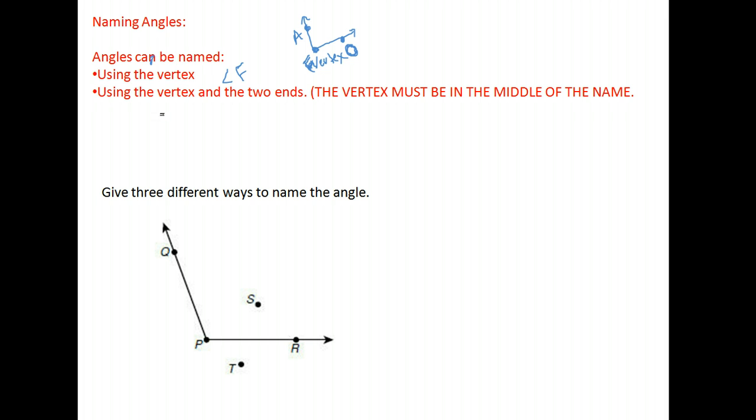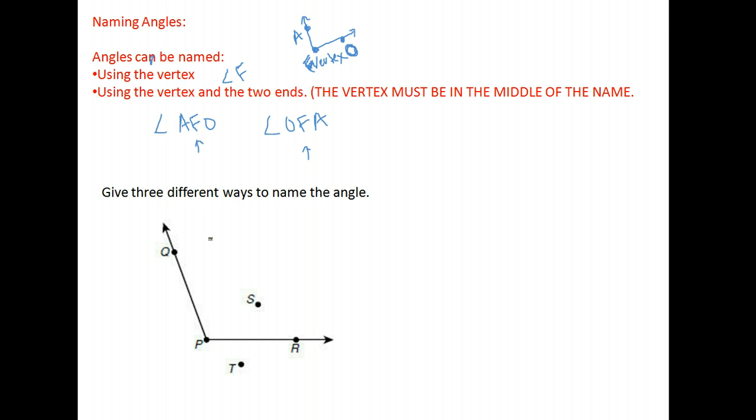The other two ways I can name it is using all 3 points, but if you name it with all 3 points, you want to make sure that the vertex is in the middle of your letters. So I could name this AFO, and I could name it OFA. But notice with all of my names, the vertex, the middle point, is in the middle of the name. And it has to be in the middle of the name.